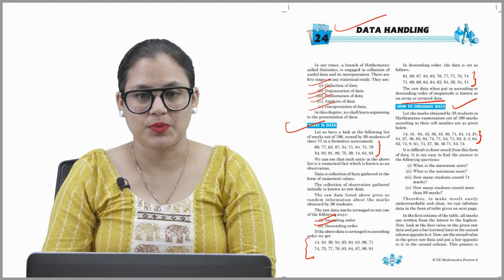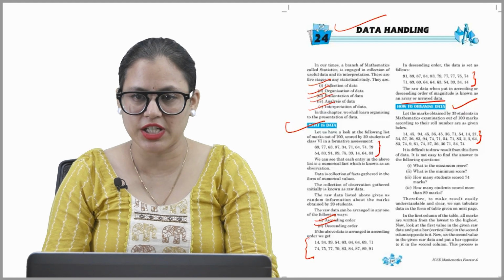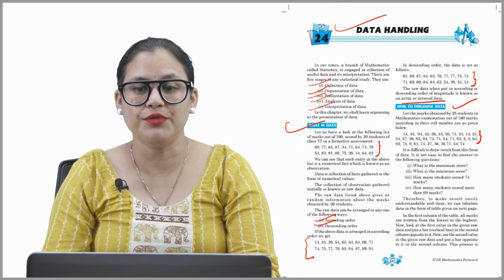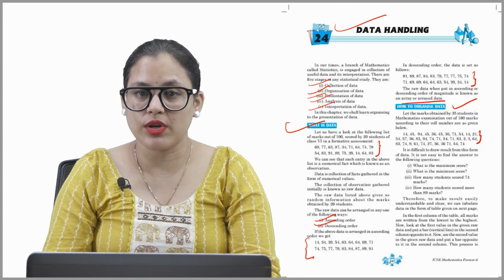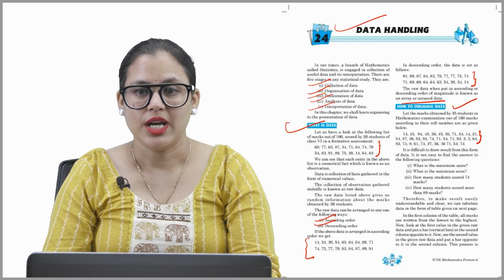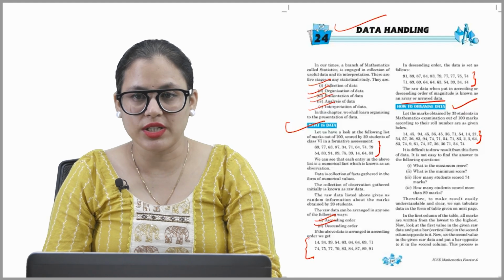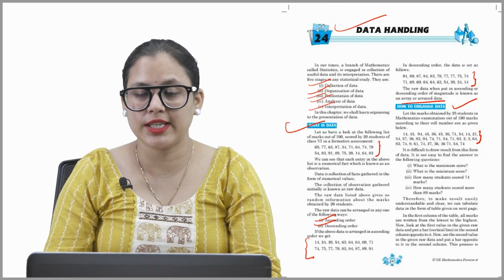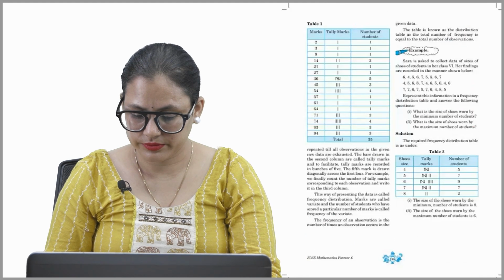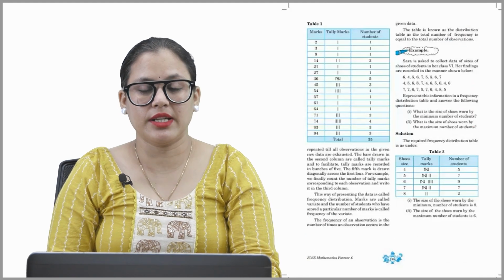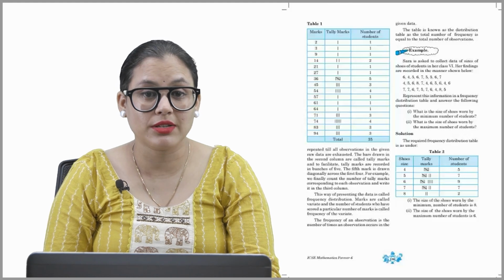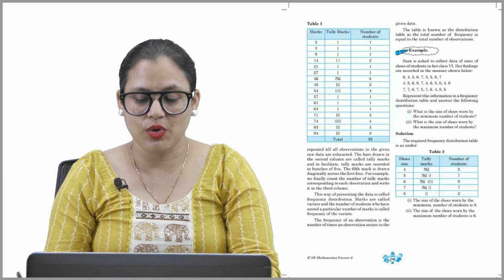given on next page. In the first column of the table, all marks are written from the lowest to the highest. Now look at the first value in the given raw data and put a bar, that is vertical line, in the second column opposite to it. Now see the second value in the given raw data and put a bar opposite to it in the second column. This process is repeated till all the observations in the given raw data are exhausted. The bars drawn in the second column are called tally marks.